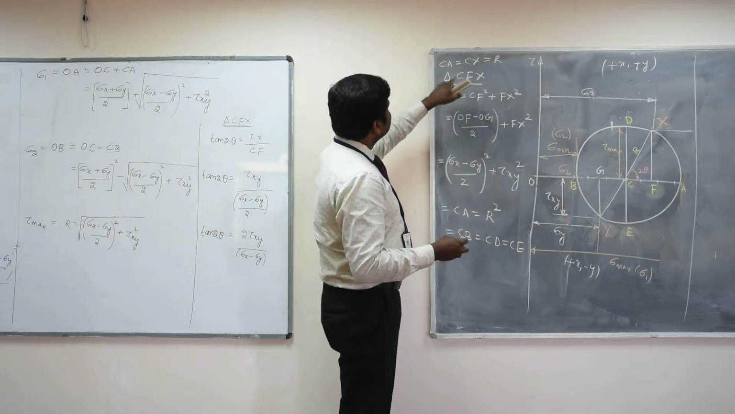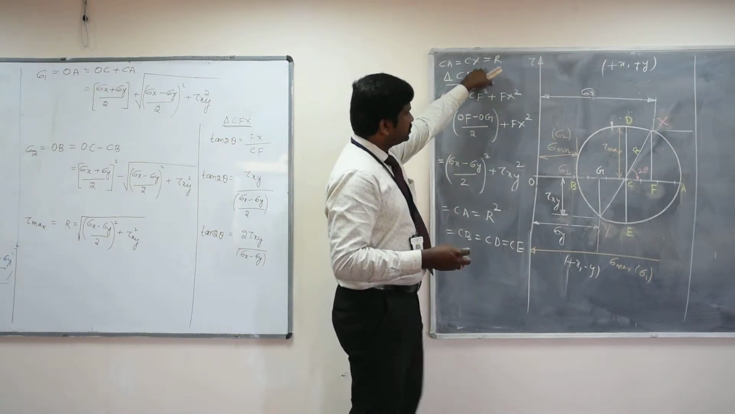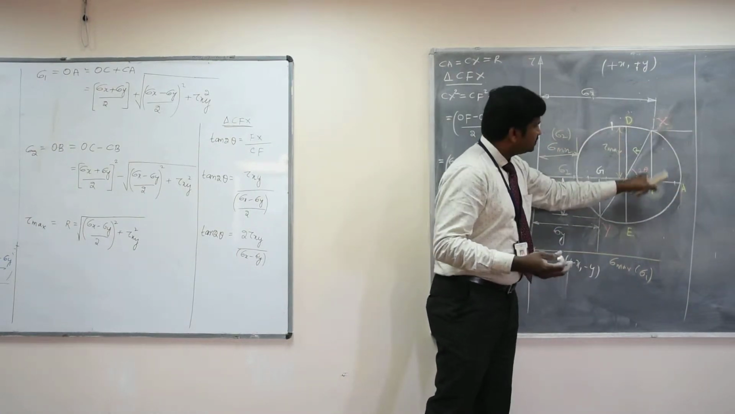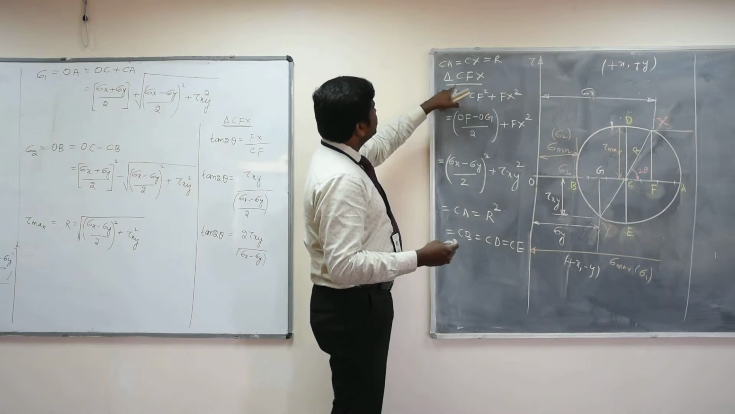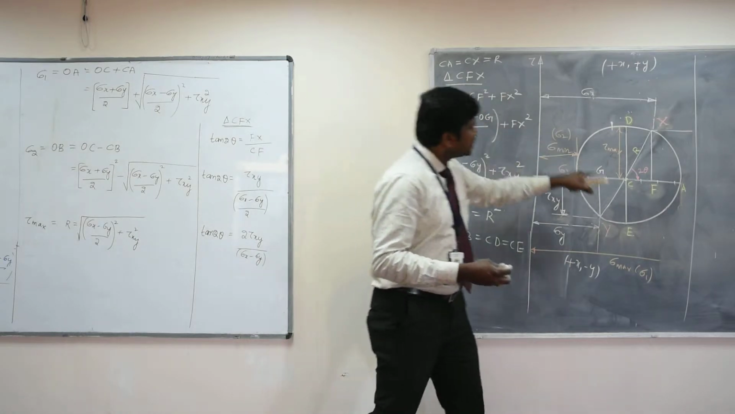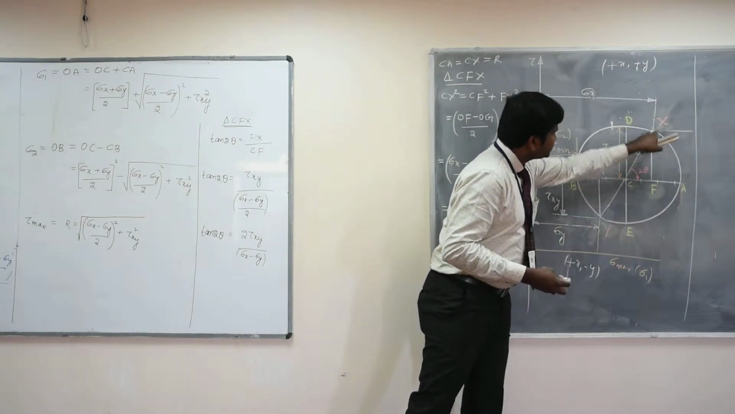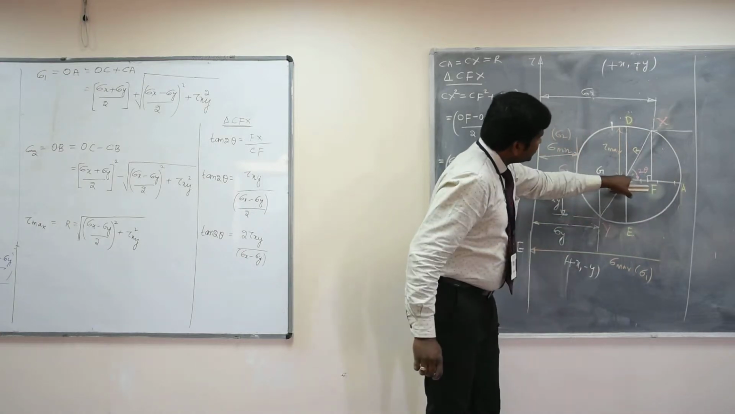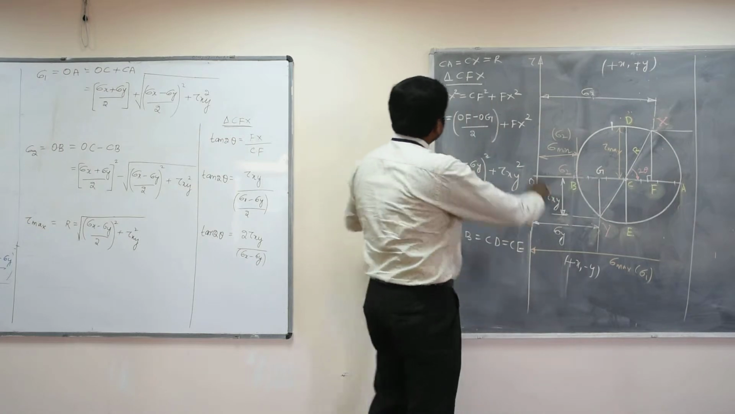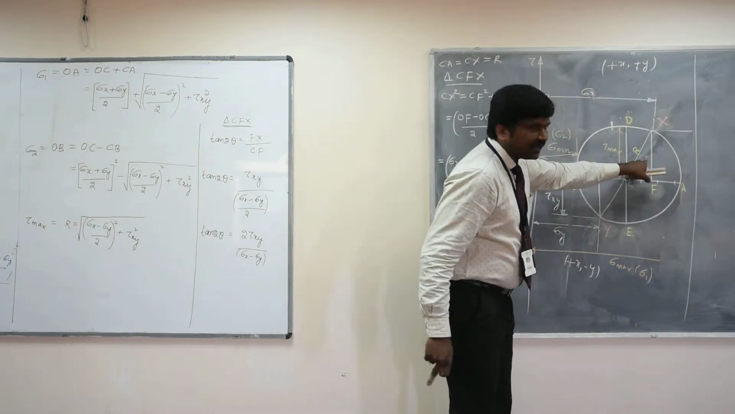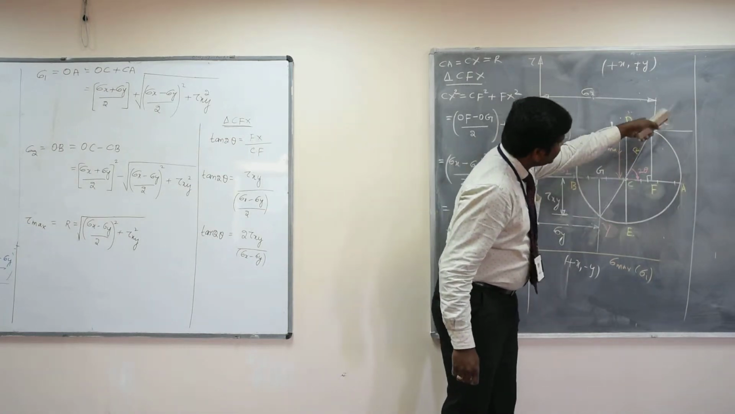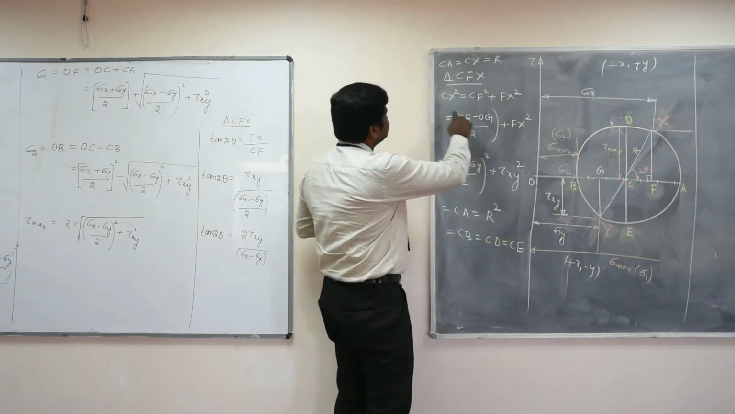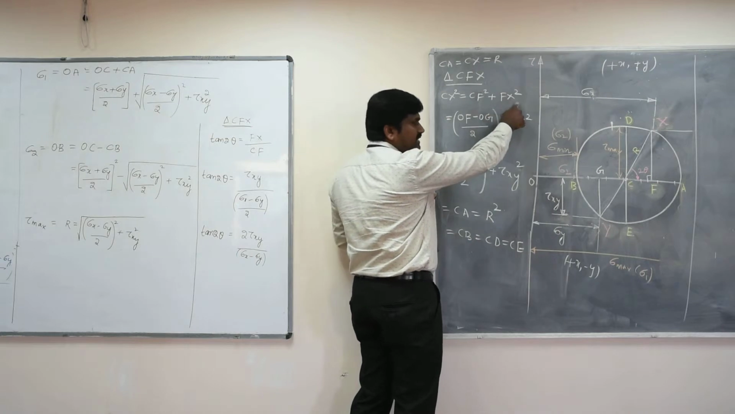So let us see. We know CA is equal to CX is equal to R. All are radius, so that is equal to R. Now from the triangle CFX, which is a right angle triangle, this is 90 degrees and this is 2 theta. From the triangle CFX and from the Pythagoras theorem, we write CX square is equal to CF square plus FX square.